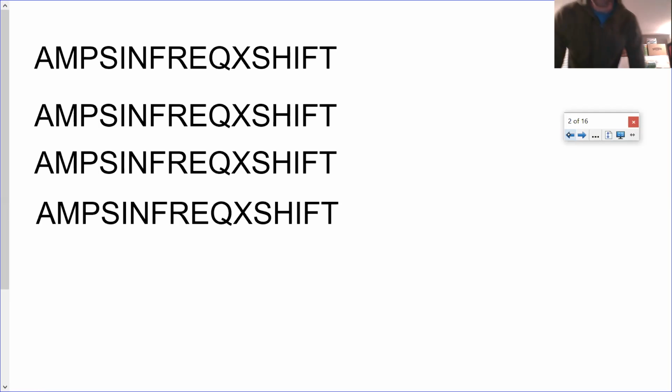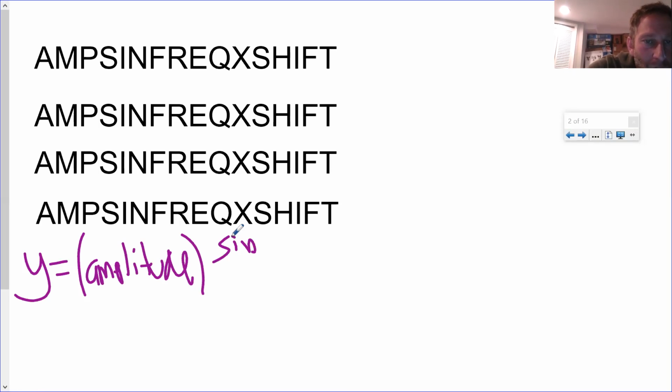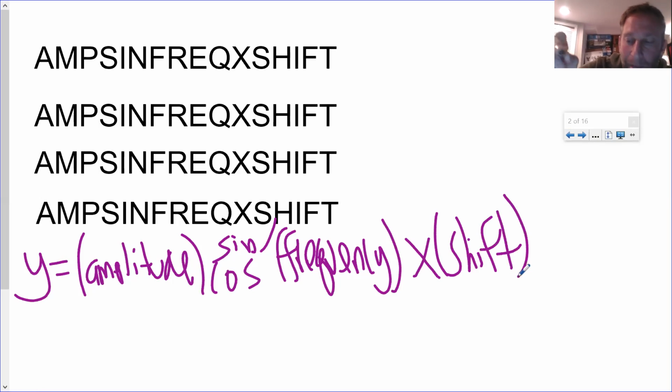Amp, sine, freq, shift. So what does that mean? That means that when I'm writing my equation, first comes the amp, which is short for amplitude. Then comes sine or cosine, depending on the problem. Then comes freq, which is short for the frequency. Then comes x, and then comes the shift. So it's basically telling us which component goes where.